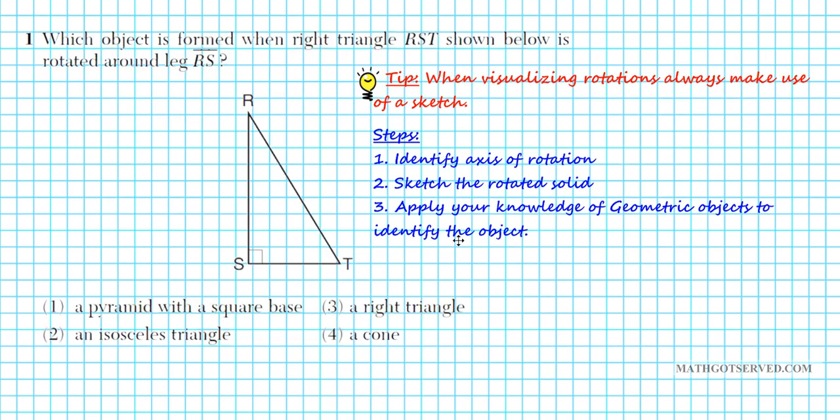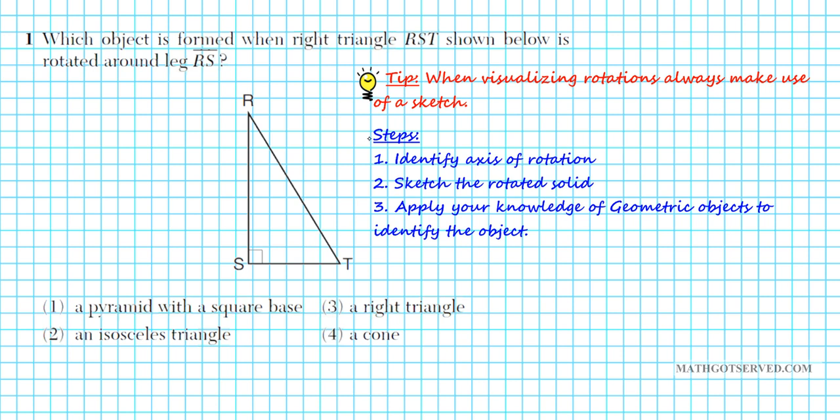All right, let's take a look at problem number 1. It reads, which object is formed when right triangle RST shown below is rotated about leg RS? Now, one tip you want to keep in mind when you're carrying out rotations is always making use of a sketch. Always sketch the resulting solid that is generated by the rotation.